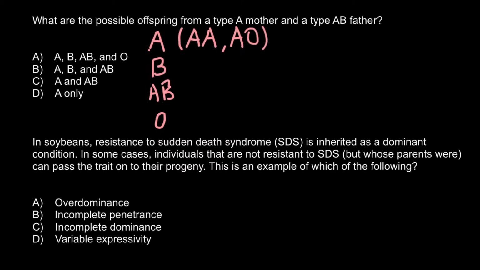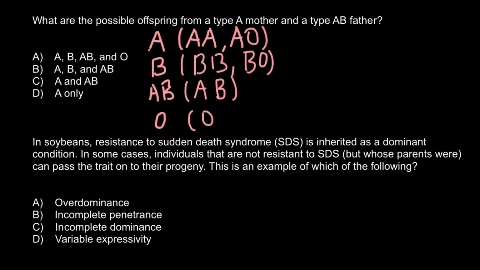Blood group B can be made by two genotypes, BB and BO. Blood group AB can be made by only one genotype, that is AB, and blood group O also can be made by only one genotype, that is OO.